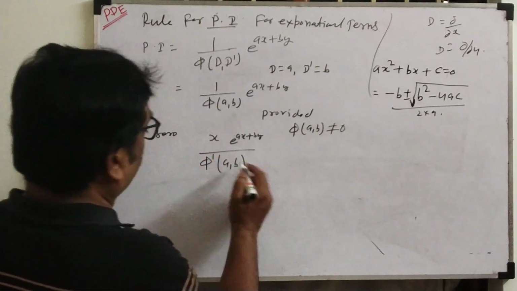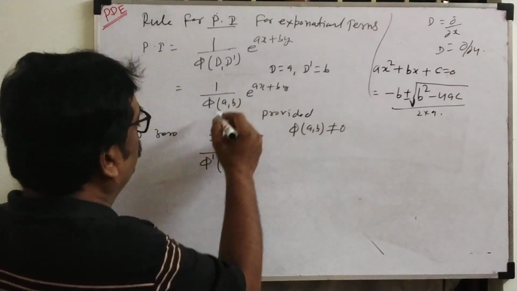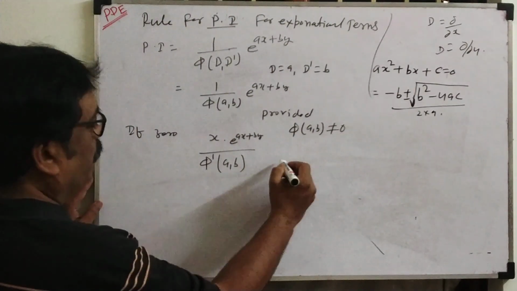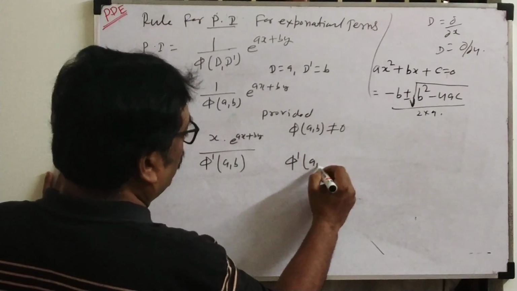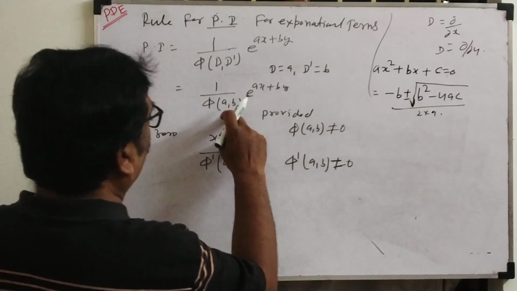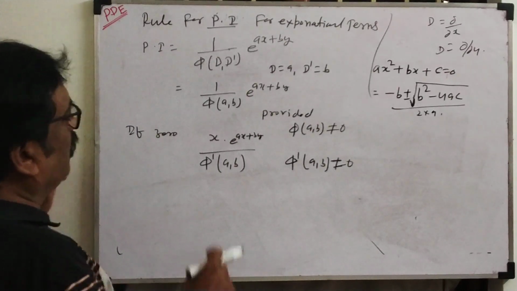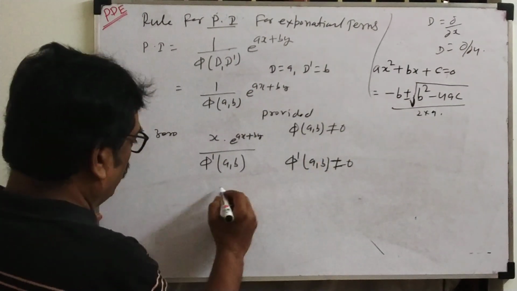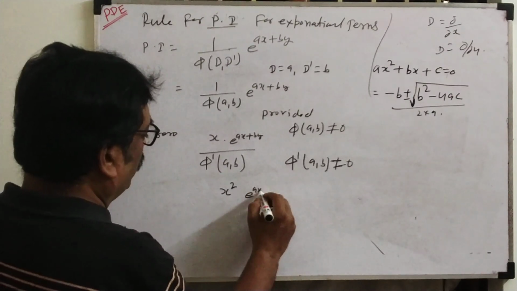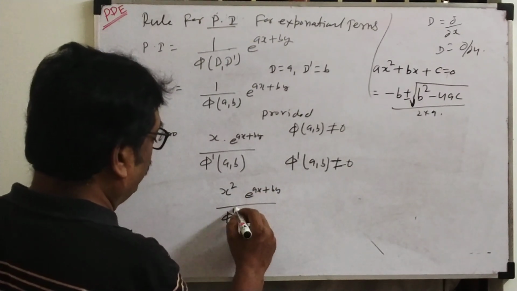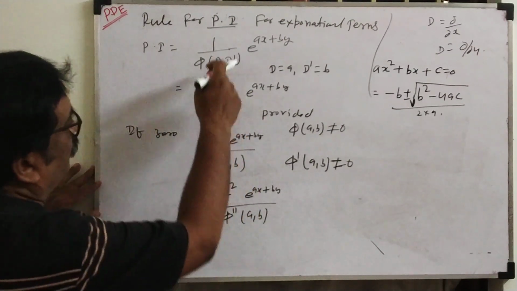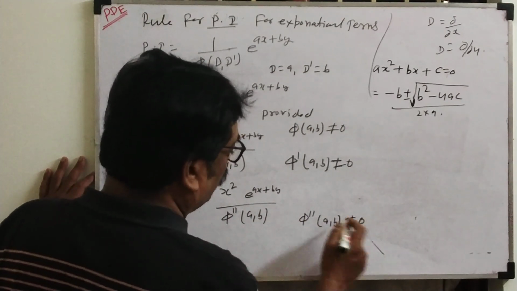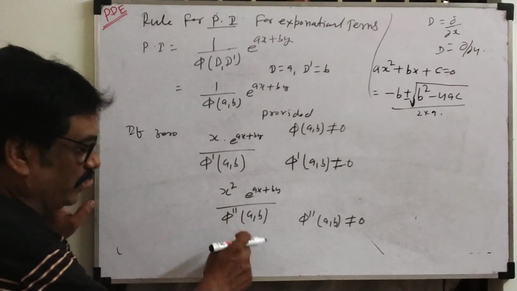So provided this should not be 0. If it is 0, multiply by x, write this term, and differentiate the denominator one time. Again, provided φ'(a, b) should not be 0. If 0 again, then multiply one more x, e^(ax+by) divided by φ''(a, b), provided this is not equal to 0. If 0, then x cubed, with three times differentiation, and so on.